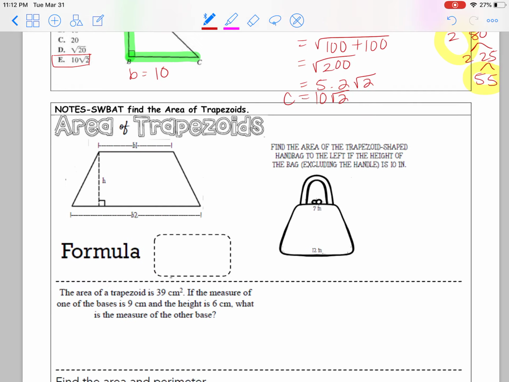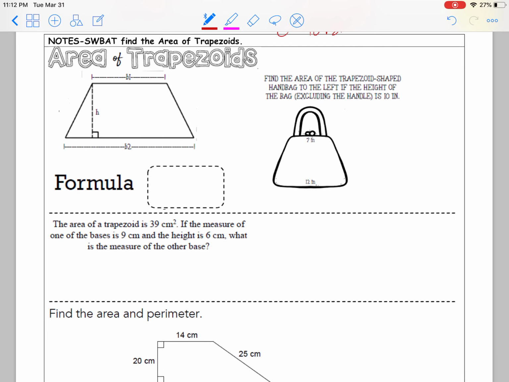All right, let's start with the lesson. The objective for today is: student will be able to find the area of trapezoids. So the formula to calculate the area of a trapezoid is the following. Area equals base 1 plus base 2, times the height, divided by 2.